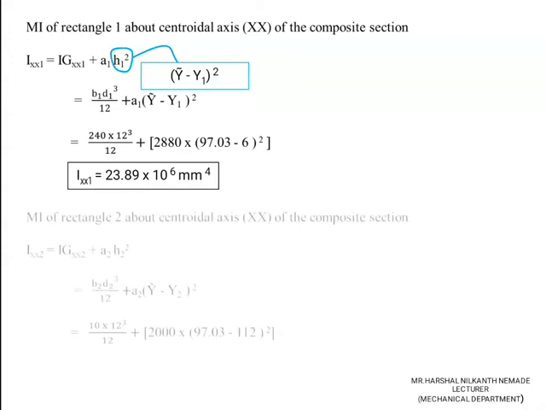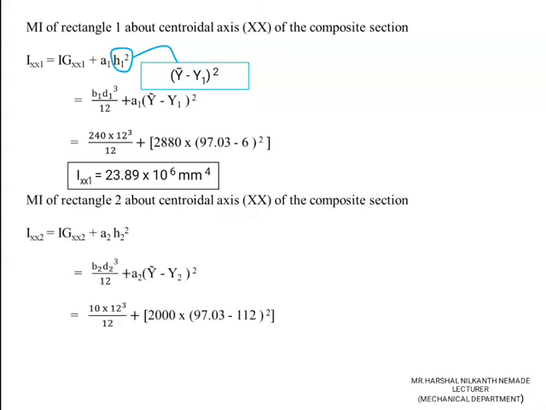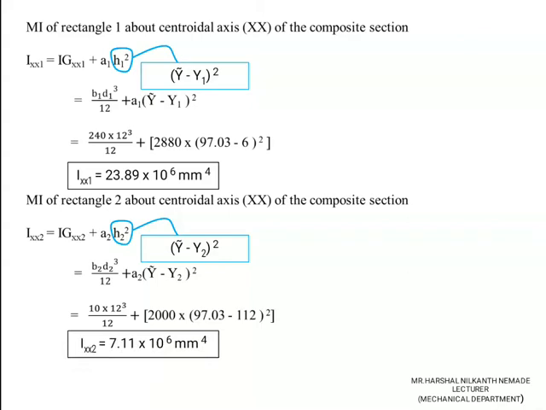Like that, for rectangular section 2 about centroidal axis xx of the composite section, again by applying the parallel axis theorem, Ixx2 is equal to Igxx2 plus A2 H2 square. H2 square I will convert to (y bar minus y2) square. I will substitute all the values, and after substituting and solving, I will get 7.11 multiplied by 10 raised to 6 mm raised to 4.